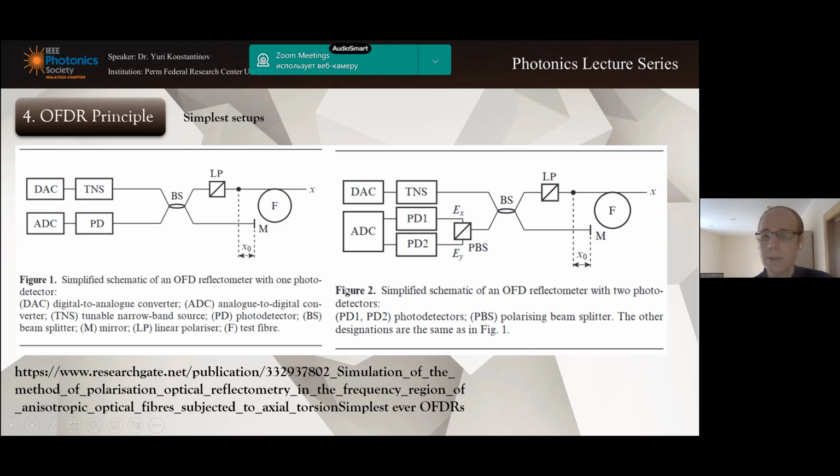So we can see that there are some differences in this setup. Here we have the polarization beam splitter. We have found out, and it's written in a lot of publications, that the polarization of the backscattered signal is not always constant, and we have to record both states of the polarization, and after that reconstruct the overall signal from these signals.